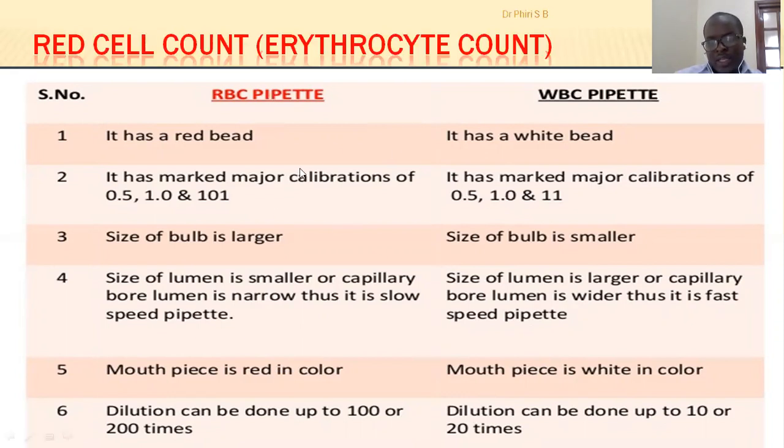That of white blood cell, the lumen is larger and the capillary wall lumen is also wider. So it is also referred to as a fast speed pipette. You can aspirate a larger volume of fluid per minute or per unit time as compared to that of red blood cell pipette. The mouthpiece for red blood cell pipette is red in color. That of white blood cells is white in color. The dilution can be done up to 100 to 200 times in red blood cell pipette, but for white blood cell pipette, the dilution can only be done up to 10 or 20 times. That's why the bulb for the red blood cell pipette is larger, so it can accommodate much more diluting fluid as compared to that of white blood cell.